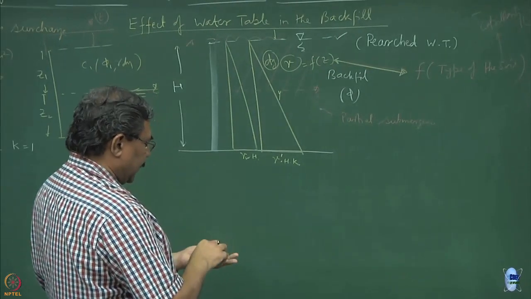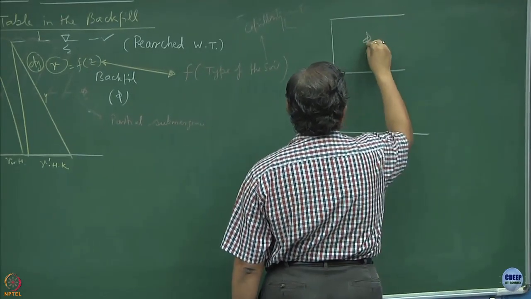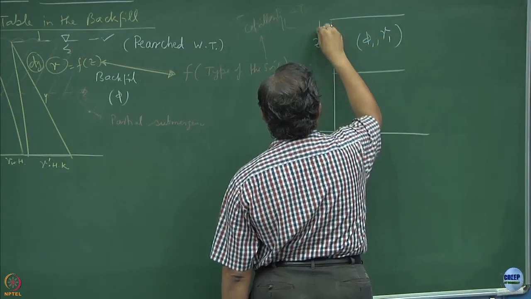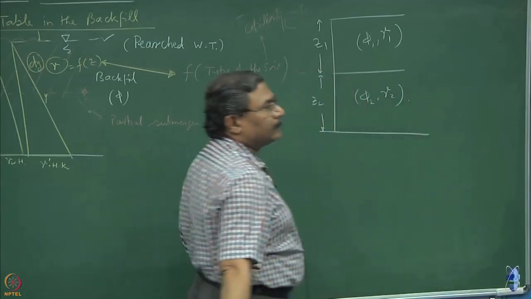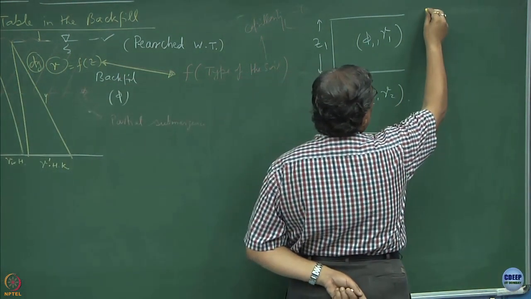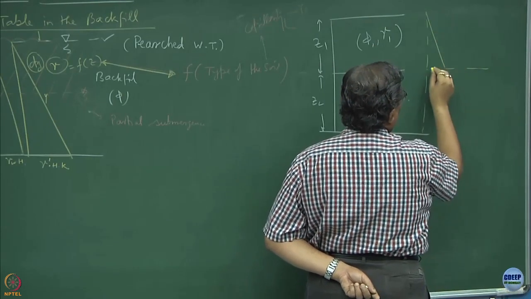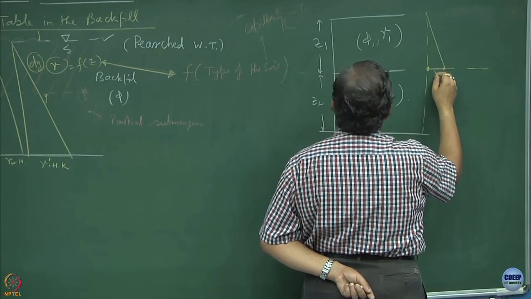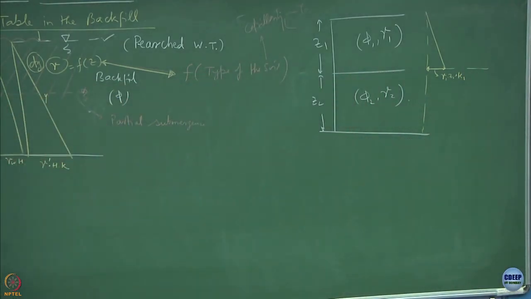So, I will consider a simple case of a layered deposit. Suppose this is phi 1, gamma 1, Z 1 and this is Z 2, phi 2, gamma 2. So, if you have followed all the discussion until now, it should not be very difficult for you to catch up with what I am going to discuss now. If I ask you to draw the pressure diagram, what is going to happen? Starting from this layer, the first ordinate will be equal to gamma 1 into Z 1 into K 1. It will be K A 1 for active earth pressure, K P 1 for passive earth pressure. So, I am not writing all those things.